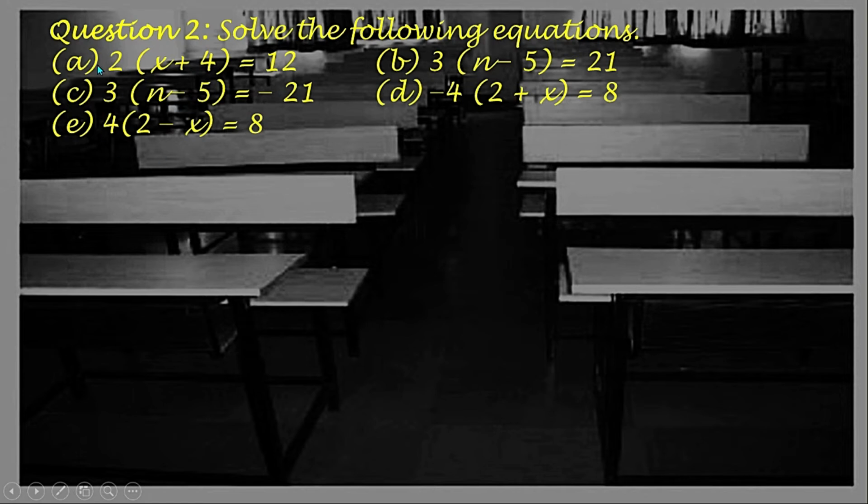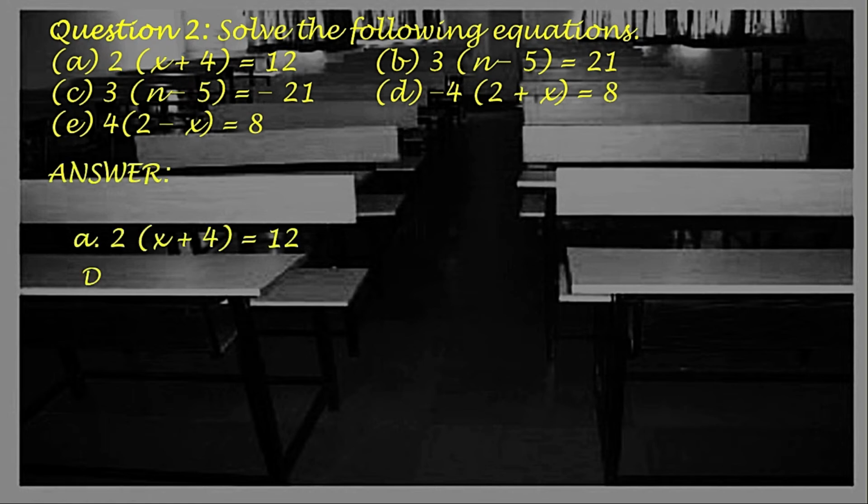You assume this as a single term, because there is no sign between them. This is 2, which is a constant number, and the expression in the brackets is another term containing the variable. So you can say 2 multiplied by x plus 4. What is the meaning of this? 2 multiplied by x plus 4, and we know that the opposite of multiplication is division. So what we do here is divide both sides by 2.